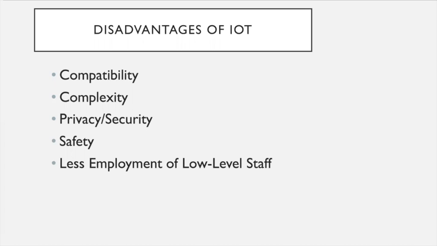Privacy and security. When IoT data is transmitted, the risk of losing privacy increases based on how the encrypted data is kept and transmitted. Safety. Safety is ultimately in the hands of the consumer to verify any and all automation. Less employment of low-level staff. Unskilled workers could lose their jobs due to automation of daily activities. This can lead to unemployment issues in the future.